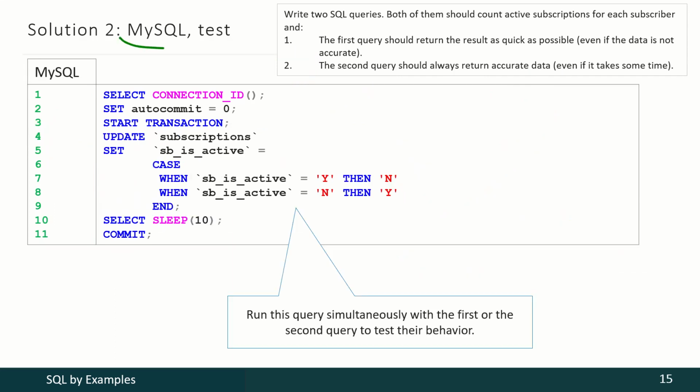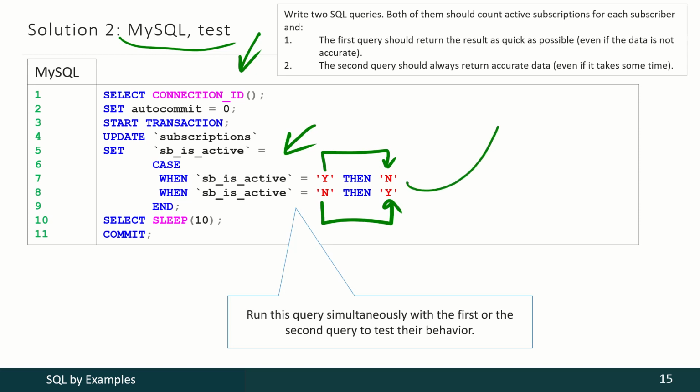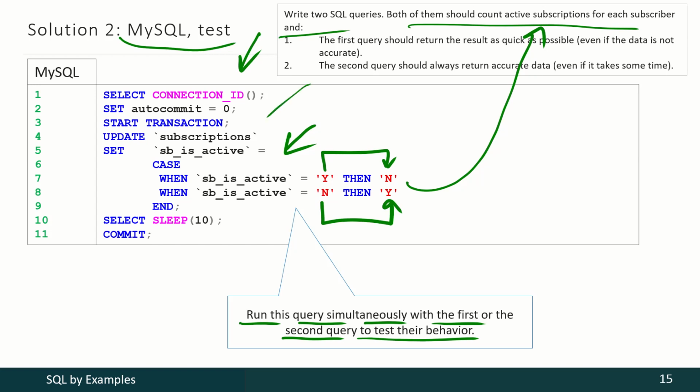But to test this solution, we have to create another query. This one changes the status of a subscription from active to inactive and from inactive to active. And this information influences this selection result. Then we have to run this query simultaneously with the first or the second query to test their behavior. Or we may even execute this query simultaneously with the first and the second at once.